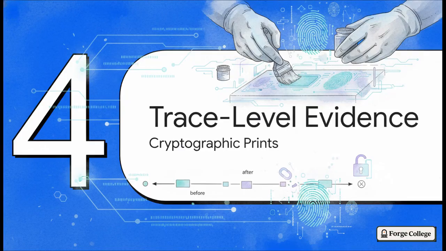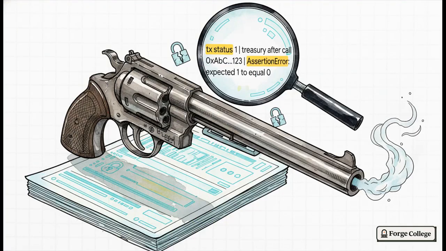Let's move to Section 4, collecting trace-level evidence. We are dusting for cryptographic prints. All right, it's time to pull out the magnifying glass. Here is our smoking gun. We clearly see a TX status 1, which means the malicious transaction executed perfectly without a hitch. We also see the Treasury aftercall has been swapped straight to the attacker's address.